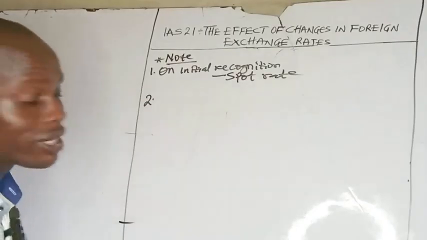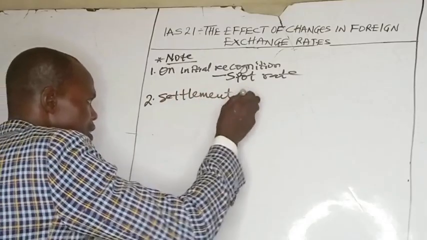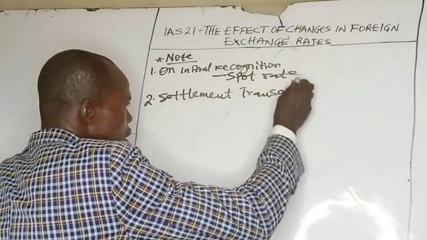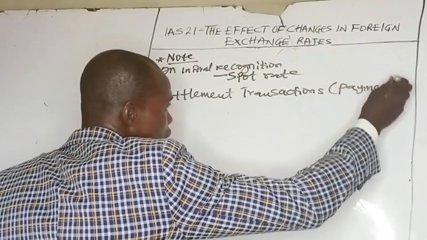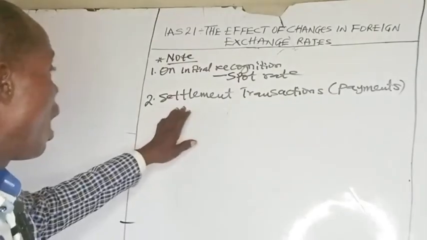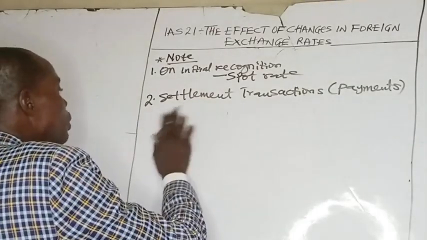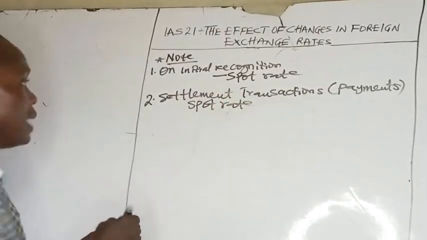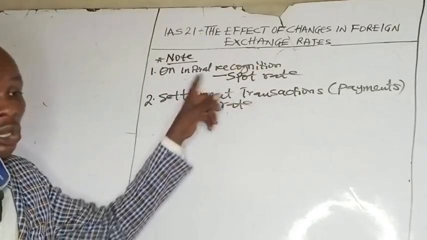Number 2, we have settlement transactions. By settlement, we mean payment. So upon payment for any item, such payment should be translated at the spot rate as well. That is the rate at the time of settlement. Exchange rate at the date of settlement.